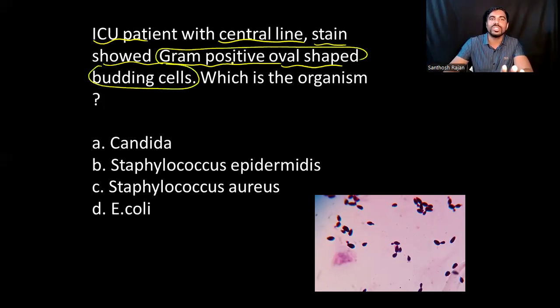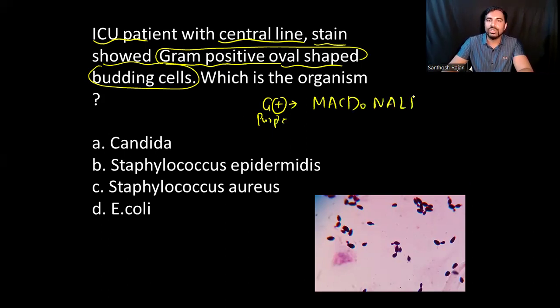Whenever you see gram-positive, the shortcut is that it should be purple; gram-positive is violet or purple in color. The shortcut is McDonald's: Mycobacterium, Actinomyces, Corynebacterium diphtheriae, anthrax, Nocardia, Listeria, and yes, Staphylococcus and Streptococcus. So by thinking this, you might have thought, okay, gram-positive came and you jumped to Staphylococcus or Streptococcus. You might have made this mistake.